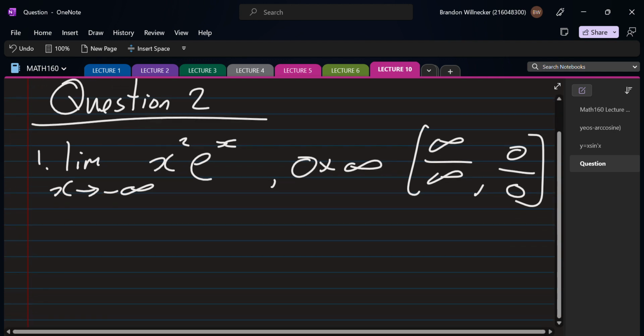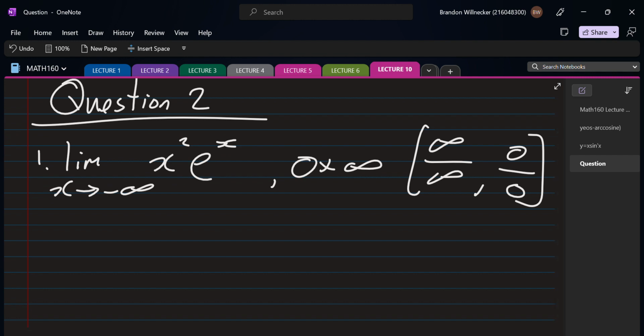Now some students did identify that they need L'Hopital's rule, but they just differentiated the function. They didn't change it at all, they just differentiated x squared e to the x.